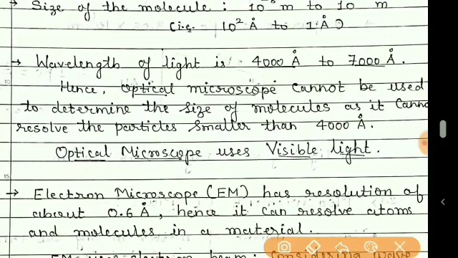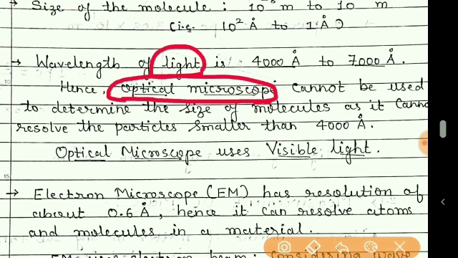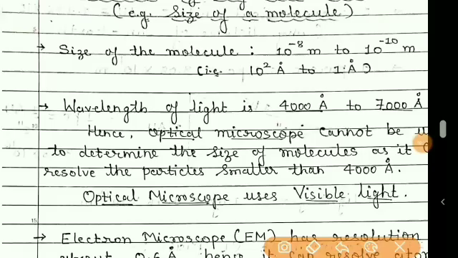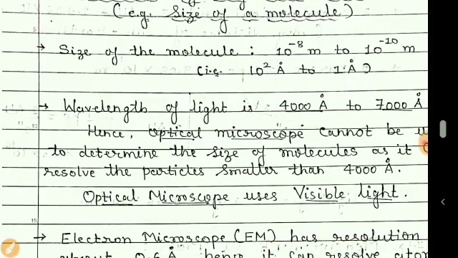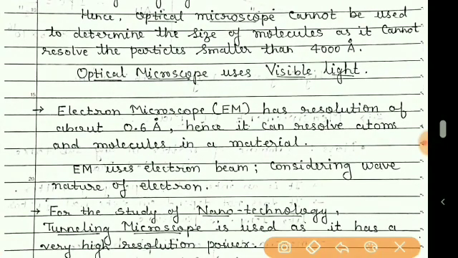Even a simple microscope or an optical microscope is unable to resolve such small objects like molecules or atoms. Now remember that the optical microscope uses light for its visibility, and the wavelength of light is of the order of 4000 angstrom to 7000 angstrom, whereas the size of the molecule is even smaller than the wavelength of light, and so an optical microscope cannot resolve these small molecules or atoms. So for this, an electron microscope can be used.